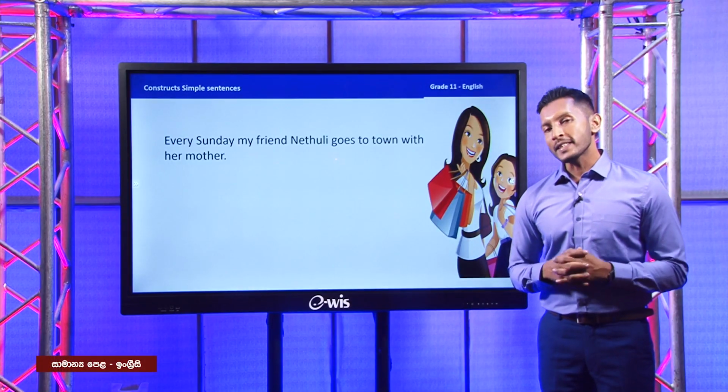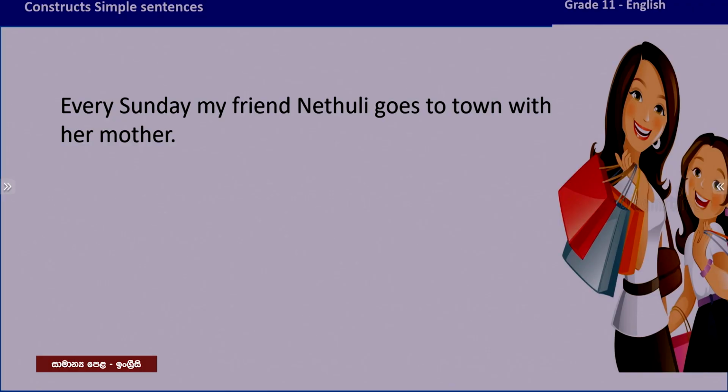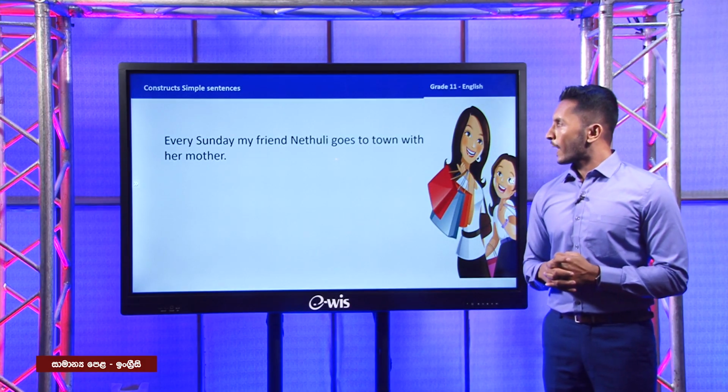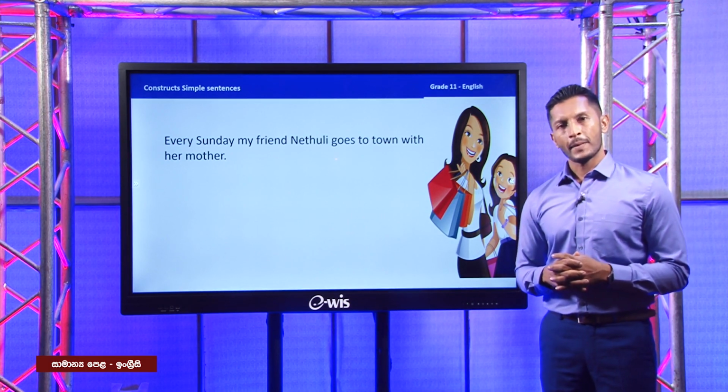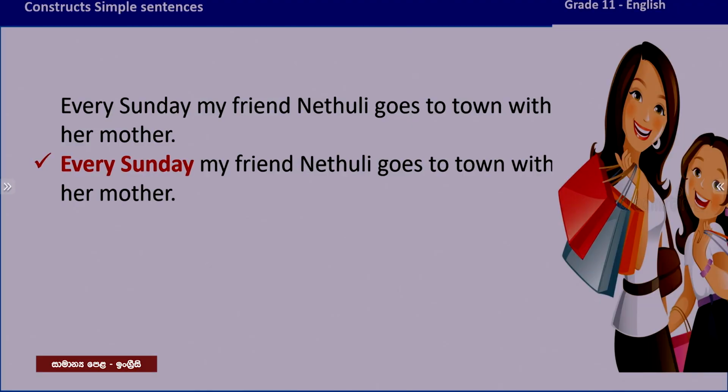So I have picked one sentence from Nethuli's description. Let's read it. Every Sunday, my friend Nethuli goes to town with her mother. So I have a question here. Is Nethuli going to the town now? No, she isn't. Which word in the sentence helped you to arrive at the answer? Yes, it's every Sunday. This is something she does every Sunday, regularly, as a habit. So to talk about regular actions that happen again and again, we use simple present.